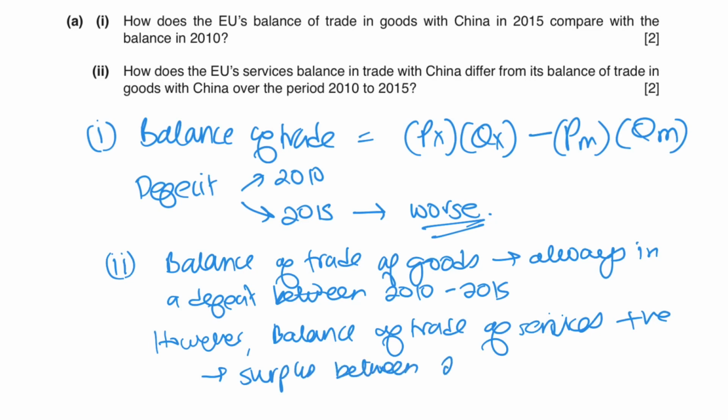2010 to 2015. The main way you get both marks in this part is to compare both the trade of goods and the trade of services. You have to make the comparison.